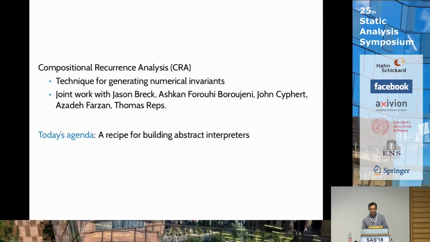Today I'm going to be talking about compositional recurrence analysis, or CRA, which is a technique for generating numerical invariants that I've developed along with a bunch of collaborators. Really, it's maybe a family of analyses that all operate on the same basic principle. They all follow the same recipe. And what I'm going to talk about today is not really the nuts and bolts of numerical invariant generation, but rather this recipe for building abstract interpreters.